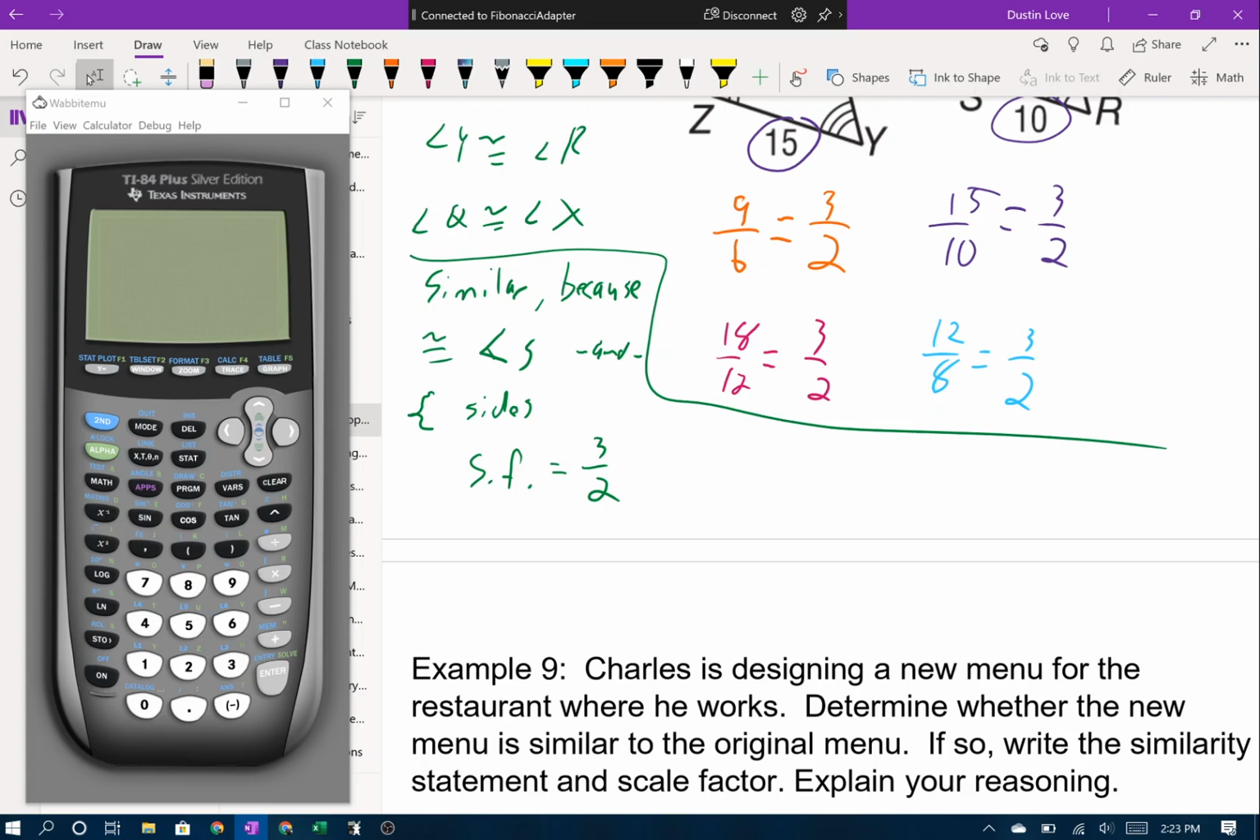Yeah. All right. So Charles is designing a new menu for the restaurant. Determine whether the new menu is similar to the original menu. And here we're talking about geometrically similar, not just it looks like it. Now, they're rectangles, so yeah, all the angles are equal. I'm going to focus on the sides here and the proportionality of the sides. You know what? Since this guy's not helping, I'm going to go ahead and get rid of him and expand this out.